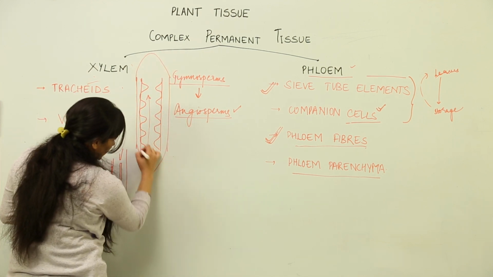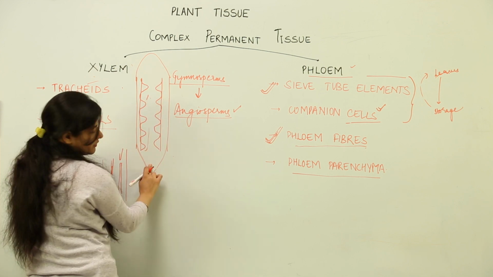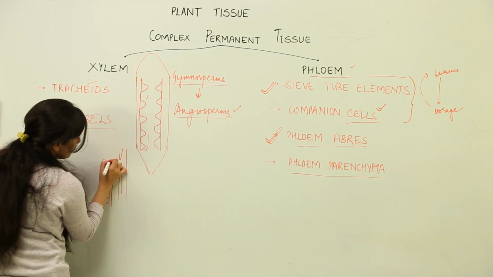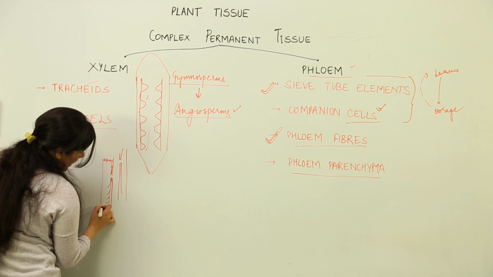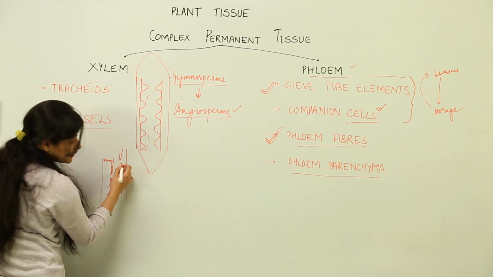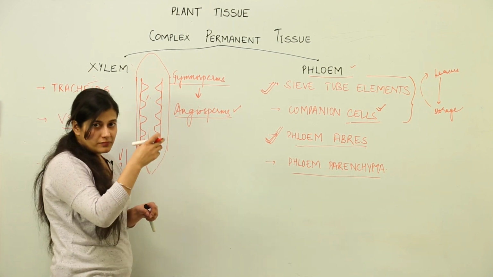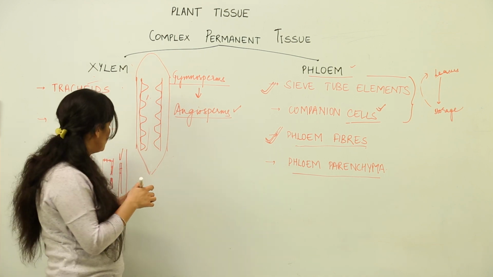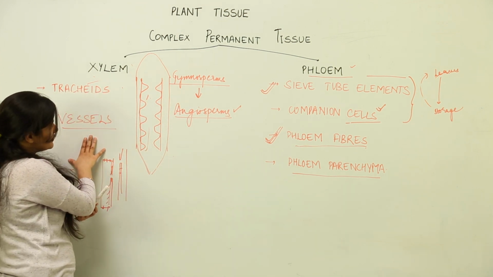You understand what is a tapering end? They would have a tapering end. The cell would be like this. These vessels, they would have perforations present and one would be connected to another, so that a continuous column of conducting water is being formed. So the second type is the vessels.